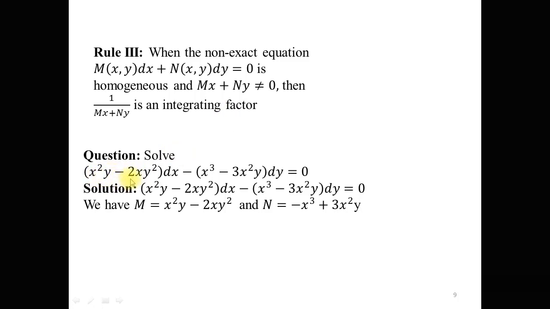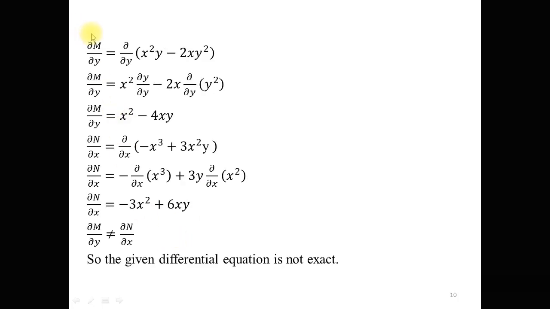(x square y minus 2xy square) dx minus (x cube minus 3x square y) dy is equal to 0. First of all, the coefficient of dx is represented by M and the coefficient of dy is represented by N function. So first of all, check whether this equation is exact or non-exact. If the partial derivative of M with respect to y and the partial derivative of N with respect to x are equal, then the differential equation will be exact, otherwise the differential equation will be non-exact.